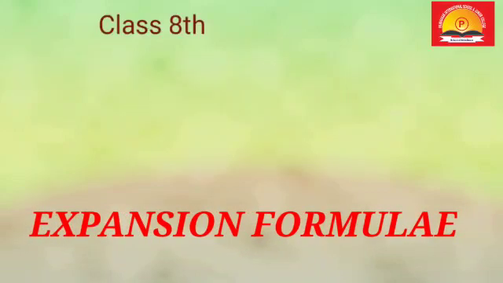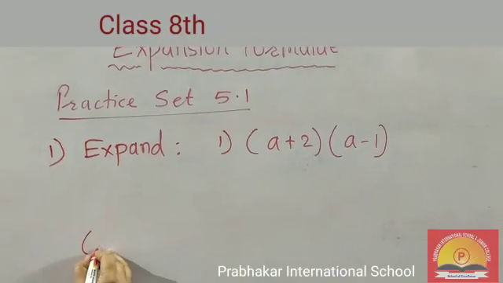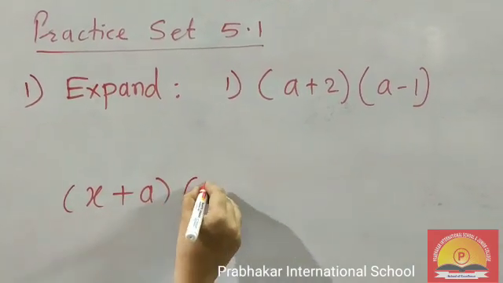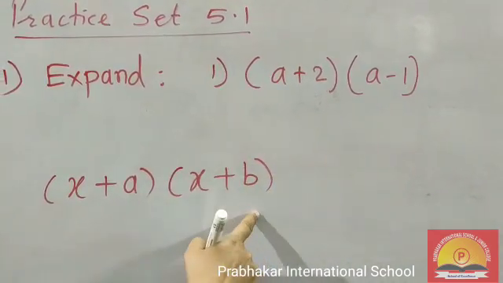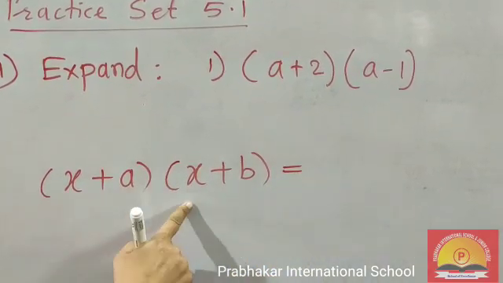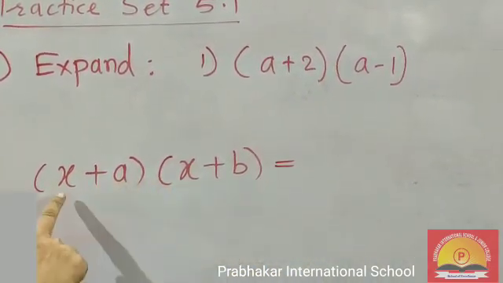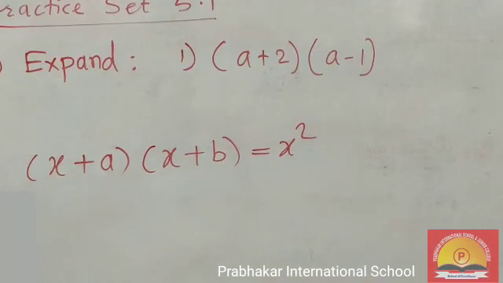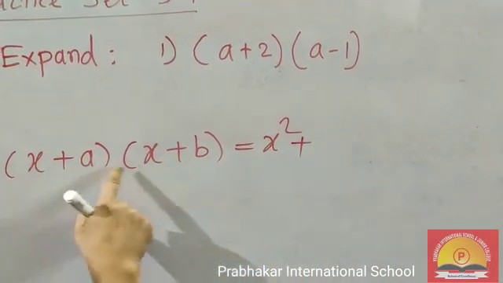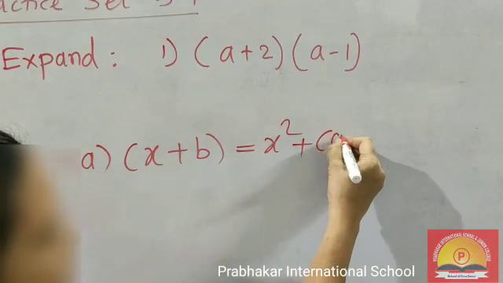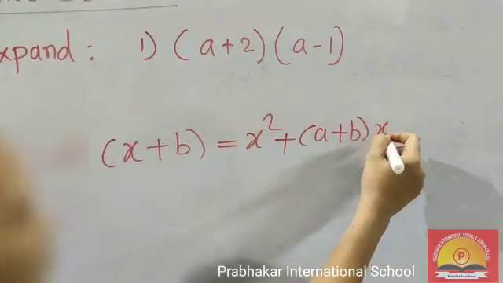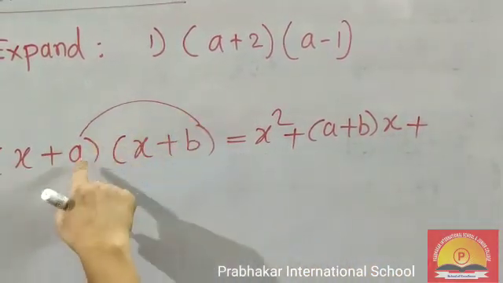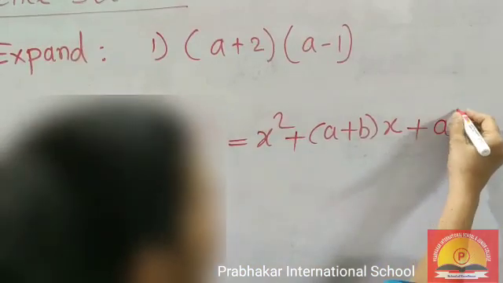In the last video we studied expansion formula number 1, that is (x + a)(x + b). It has two terms, so it is a binomial. X plus b, this is also a binomial. So how to expand it? You can see here one term is common: x and x is common. So the square of the common term we are going to take, that is x square. Then plus, these are the two uncommon terms, so add them, a plus b, and multiply by the common term, that is x. Then the final step, multiplication of these two terms, a into b. So I will write here ab.